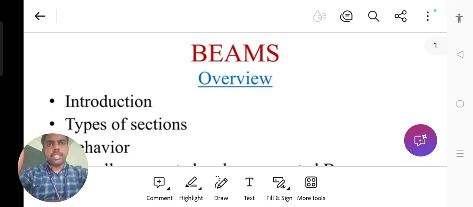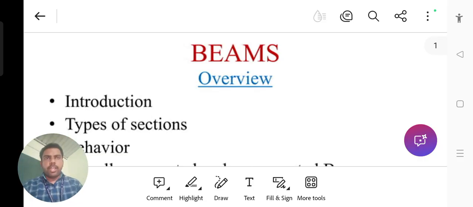Now we are discussing Unit 3, the third unit, that is beams. What is a beam? Here we have to find out the beams, cross sections, types of beams, types of sections, what type of members should be involved, and what type of moment should be acting on those beams. You should be categorized in this chapter.